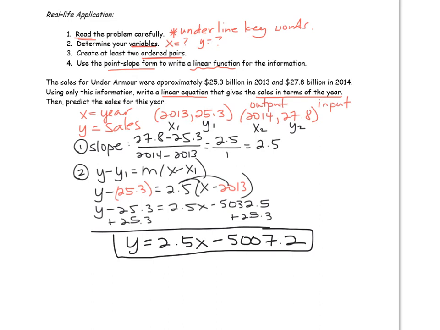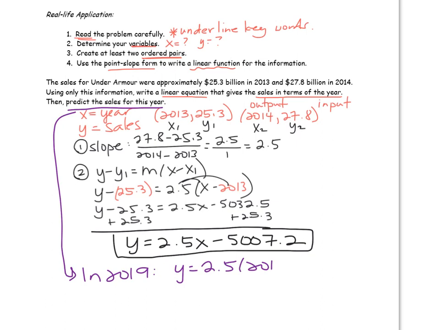So now it says predict the sales for this year. So that would be our last part right there. Predict the sales for this year. Well, this year it's 2019. That's your x value. Then y would equal 2.5 times 2019 minus 5,007.2.